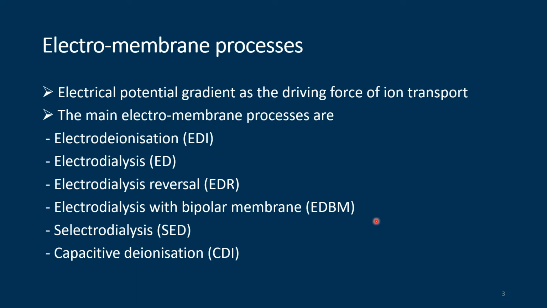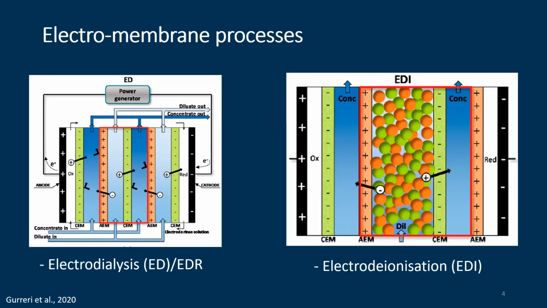Electromembrane processes utilize the electrical potential gradient as the driving force of the ion transport. So the main electromembrane processes are electrodeionization, electrodialysis reversal, electrodialysis with bipolar membrane, electrodialysis, and capacitive deionization. They consist of electrodes, anionic and cationic membranes, and then they have some power generation.